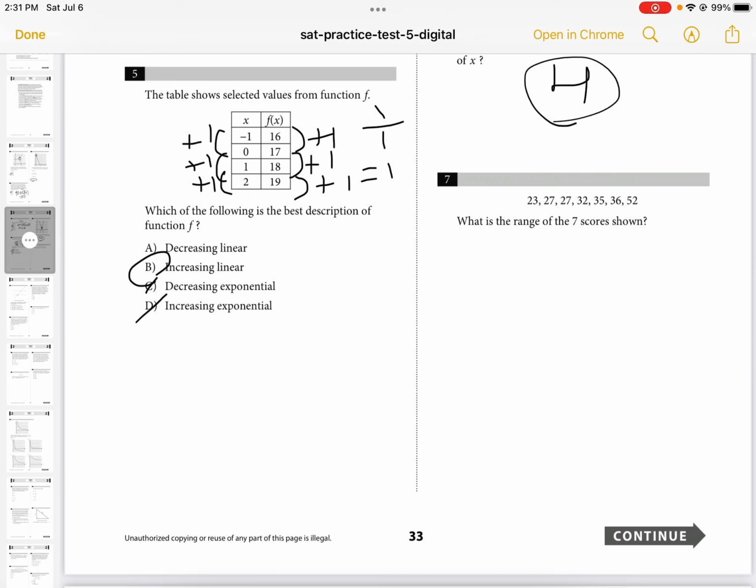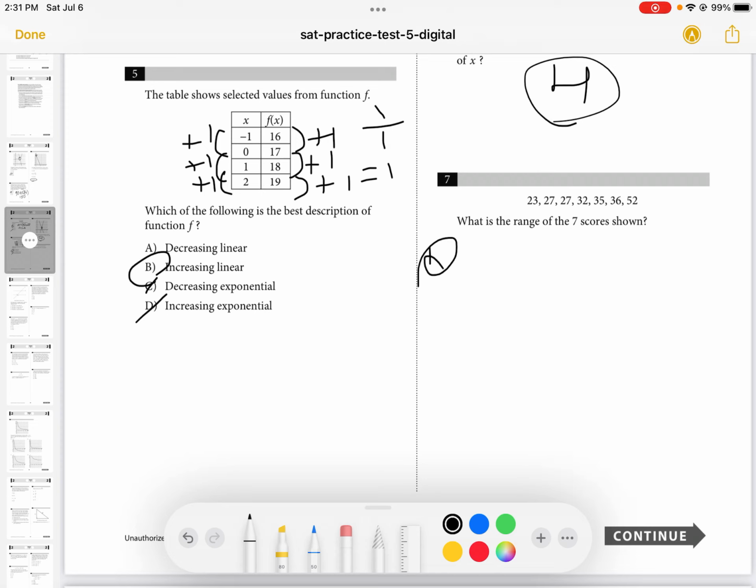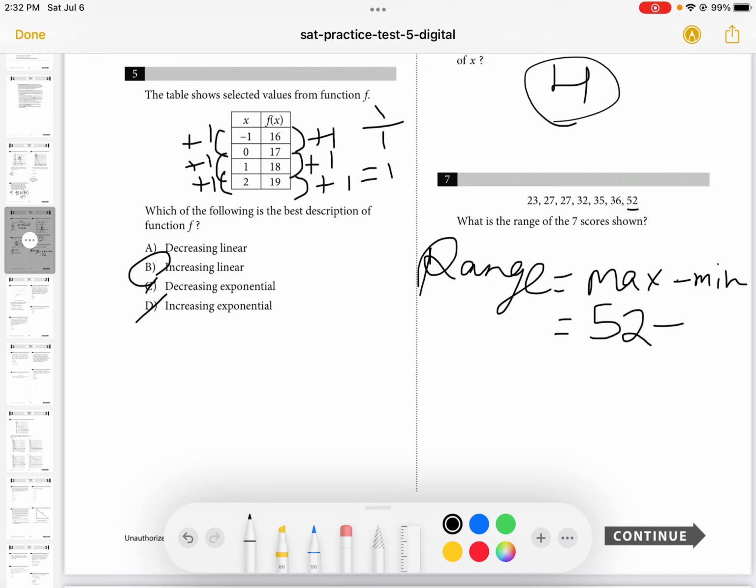Okay. What's the range of the 7 scores shown below? So range is the maximum value minus the minimum value in a data set. Our maximum value, our greatest value, is 52. So it's equal to 52 minus, and our lowest value is 23. 52 minus 23 is 29, and that's our range.